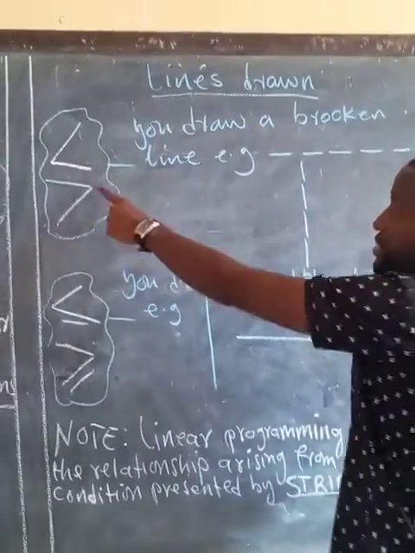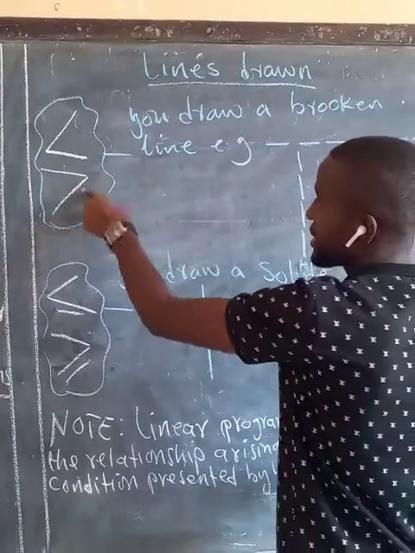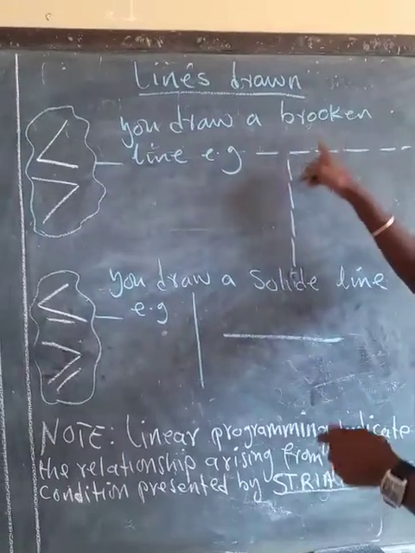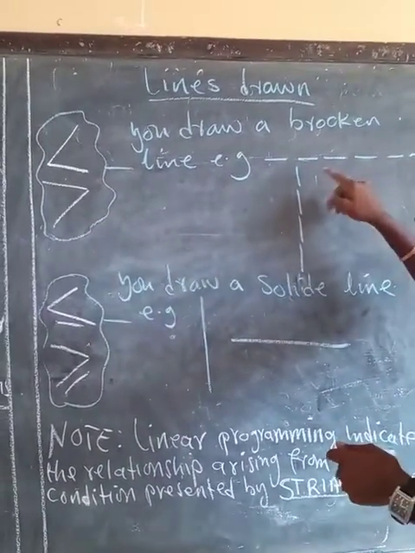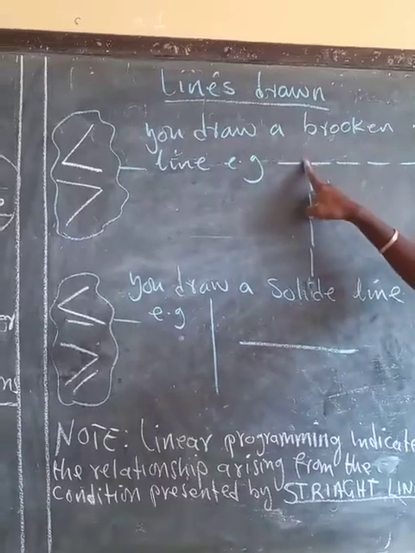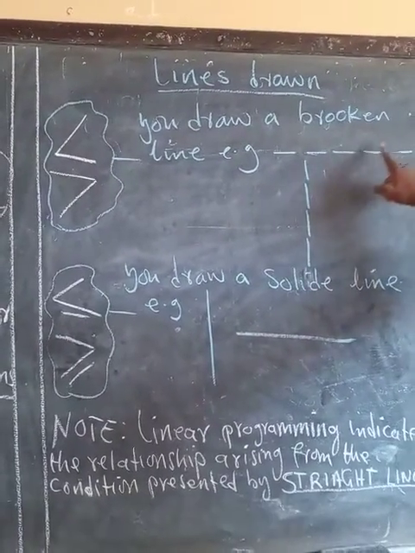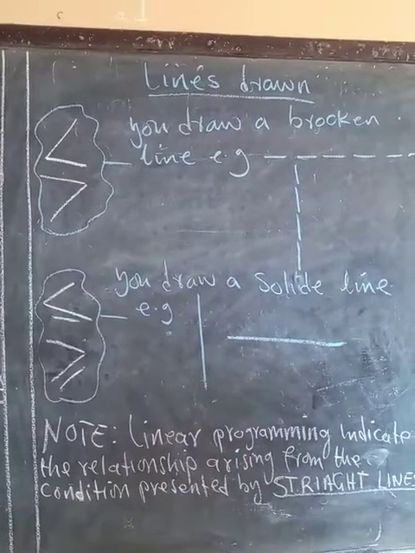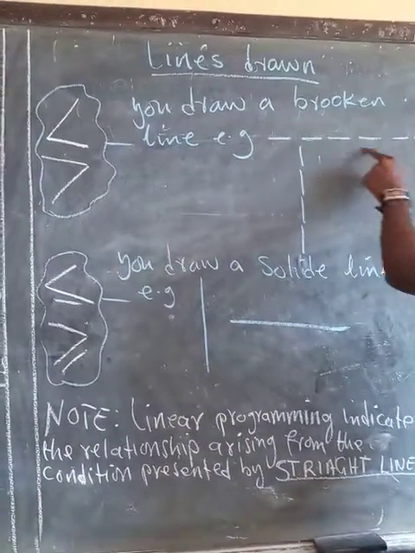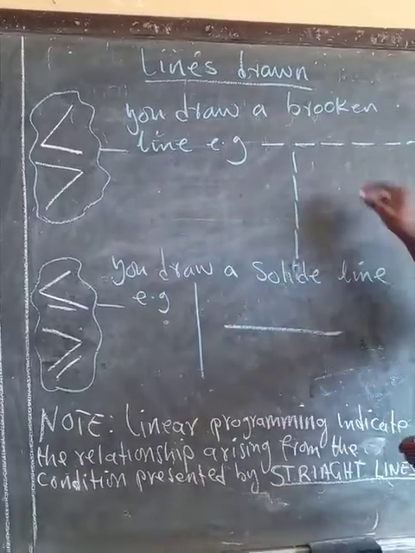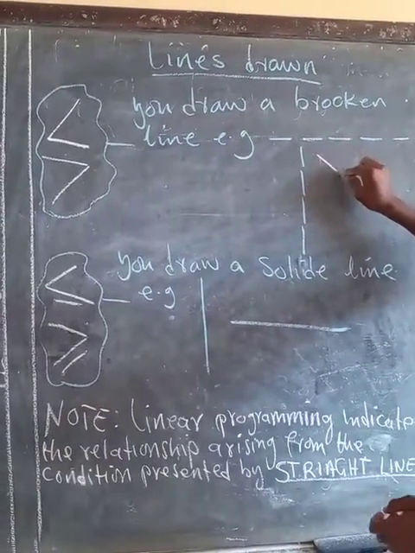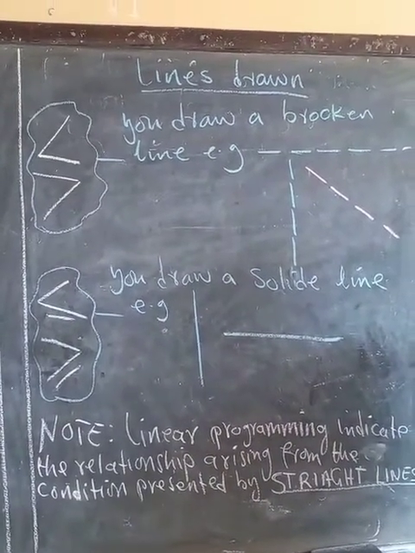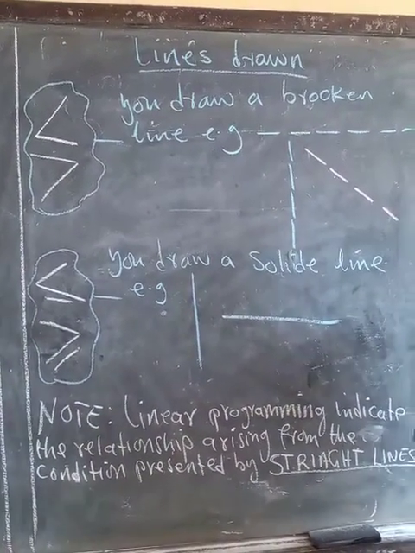So we have this symbol which is less than and greater than. What kind of a line are you going to draw? You draw a broken line, e.g., this is a broken line. As you can see, there's a gap there and there's a gap there. These lines are not touching each other. Mind you, it can be a horizontal line or a vertical line, or it can be a slant line like this, as long as it is a straight line.